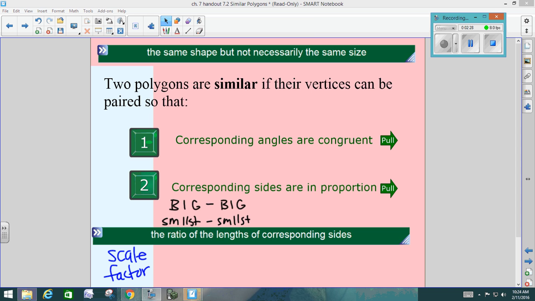Sometimes I say scale factor. It means the same thing. Scale factor and similarity ratio, it's the same thing. So your book, your worksheets, whatever it is, sometimes it will say scale factor, but they are the same thing.